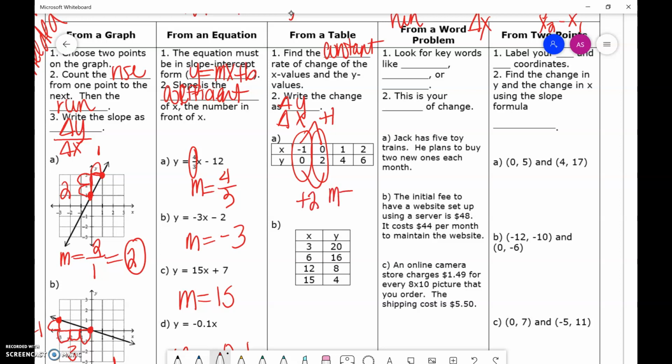So I'm going to have m equals, remember we put y over x. So 2 is my change in y. So I'm going to have 2 over my change in x, which is 1. So that simplifies to 2.